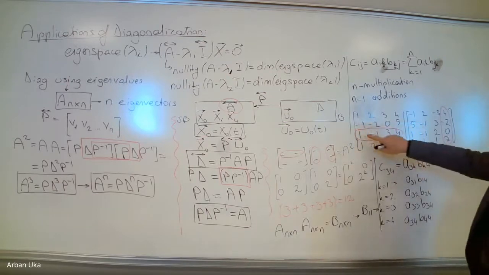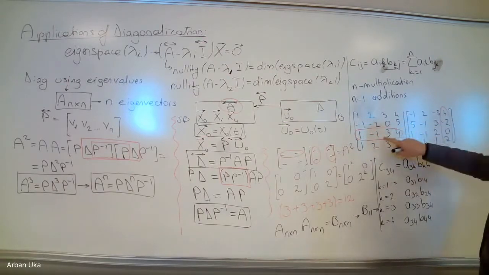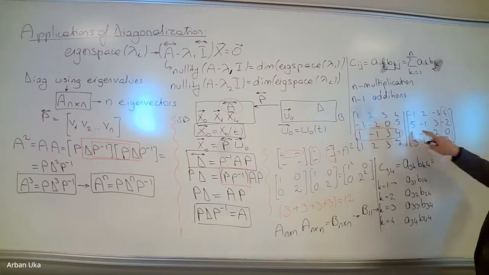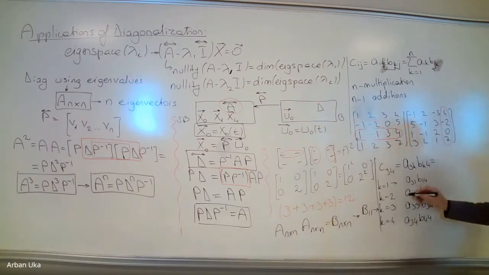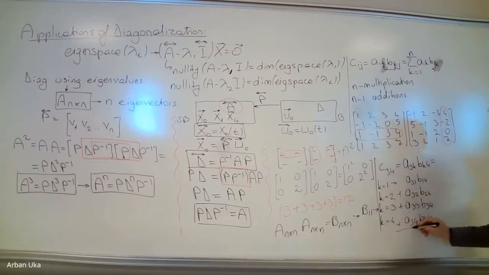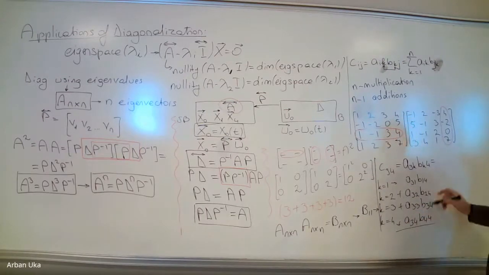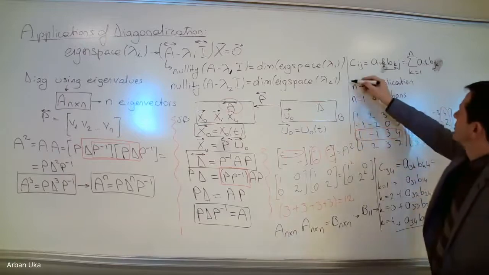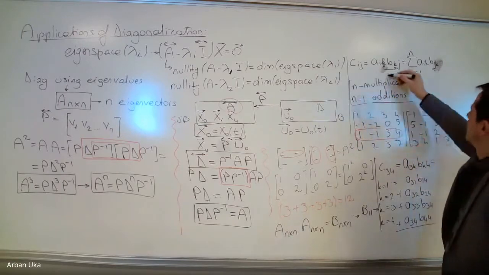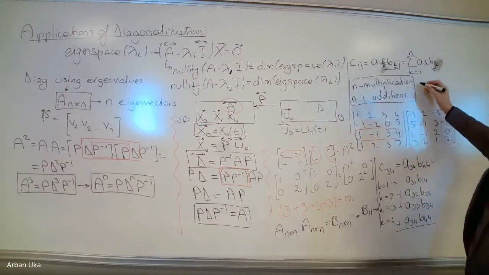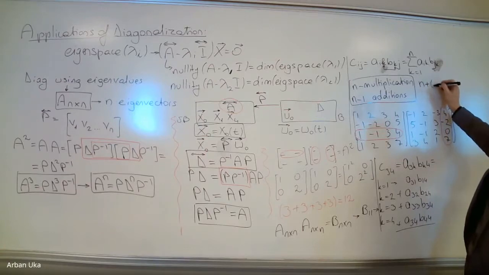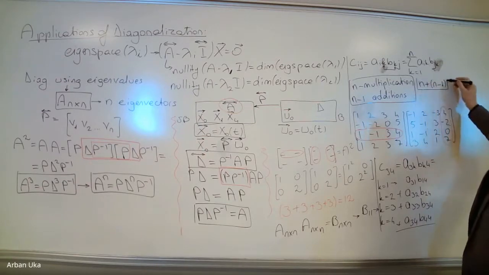So what we are saying here is something we know: 1 times 4, minus 1 times minus 2, 3 times 0, 4 times 7. We have to add all of these. So we have 4 multiplications and 3 additions. So for one operation, how many do we have? It looks like we have n plus n minus 1. This is how many calculations we have for one number.